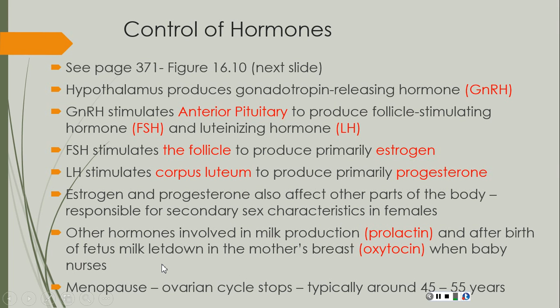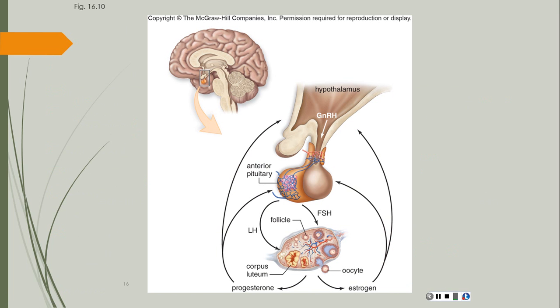This ovarian cycle has to stop sometime, and it does, and it's typically anywhere between 45 and 55 is your typical time when the ovarian cycle stops. And again, here's that same illustration like in the males. We've got the master gland up here in the hypothalamus to the anterior pituitary, releasing follicle stimulating hormone and luteinizing hormone. Here we're affecting the ovary, looking particularly at the egg cell and the corpus luteum to produce estrogen and progesterone.